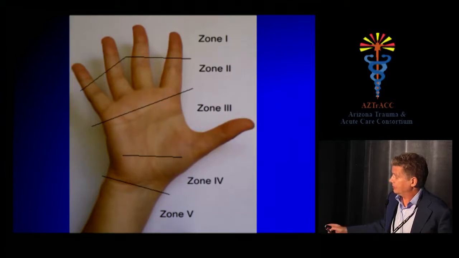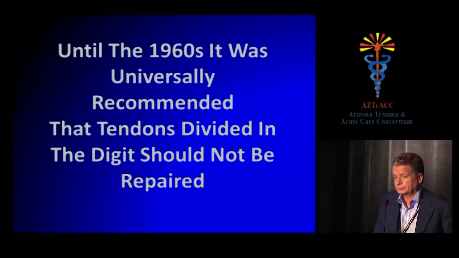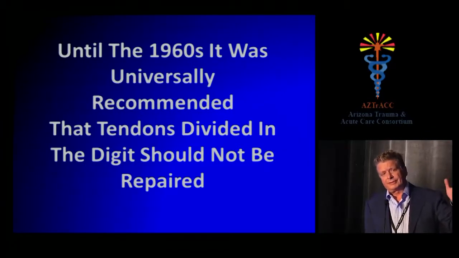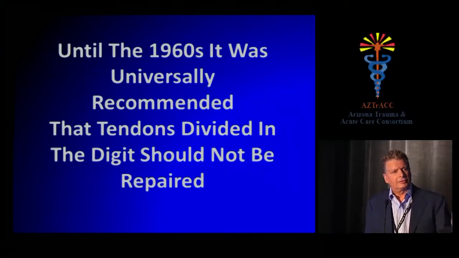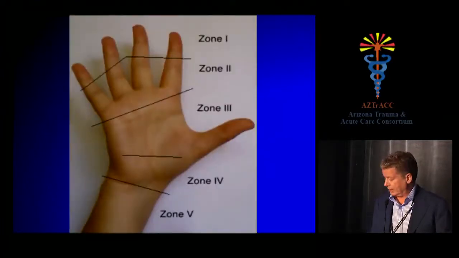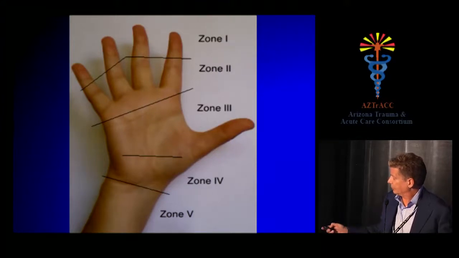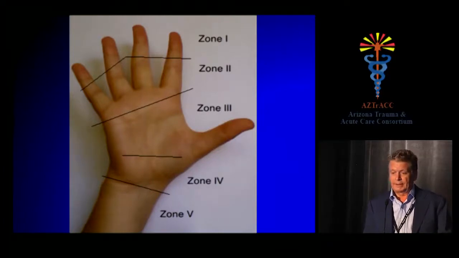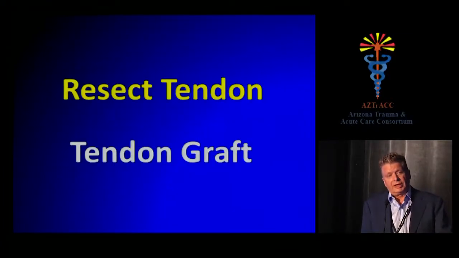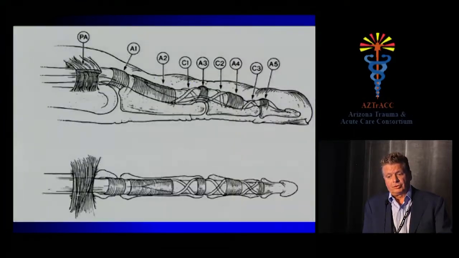But this was a very bad zone to work in, and it didn't work well if you tried to repair there. So universally in the 40s and the 50s, it was recommended that tendons divided in zone 2 and 1, and even in the palm sometimes, should not be repaired. What you were supposed to do is go get a tendon graft and fix it with a tendon graft in this difficult zone in that region. And it was given a name. It was called no man's land. And in no man's land, you were supposed to use the tendon graft.